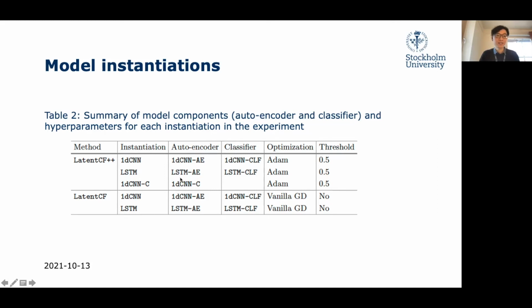Okay, so after talking about the data and setup, now we're talking about the model part. We have some model instantiations from our proposed solution. There are 3 different instantiations: 1DCN-LSTM and 1DCN-C from our proposed LatentCF++. The 1DCN-C stands for a composite autoencoder, which is one extension from those 2 instantiations. We also have the same instantiations for the original LatentCF method. Take the first instantiation as an example: it is composed of a 1DCN autoencoder and another 1DCN classifier, together with Adam optimization and a boundary threshold of 0.5. The same goes for the rest.